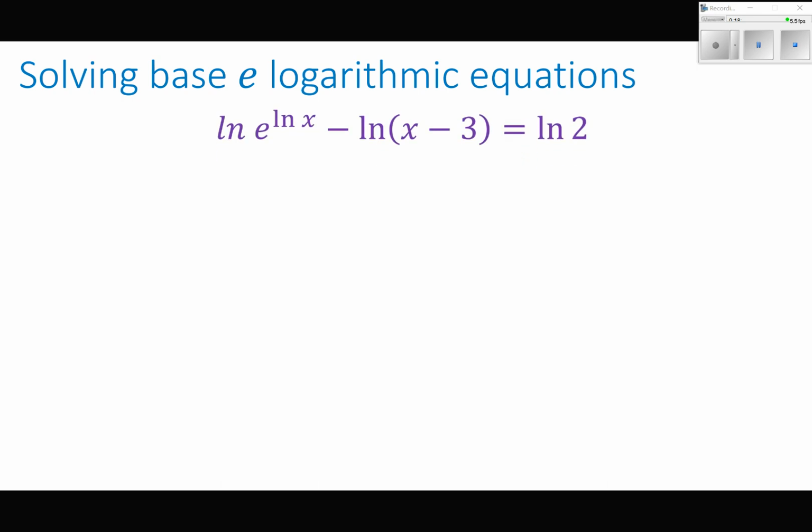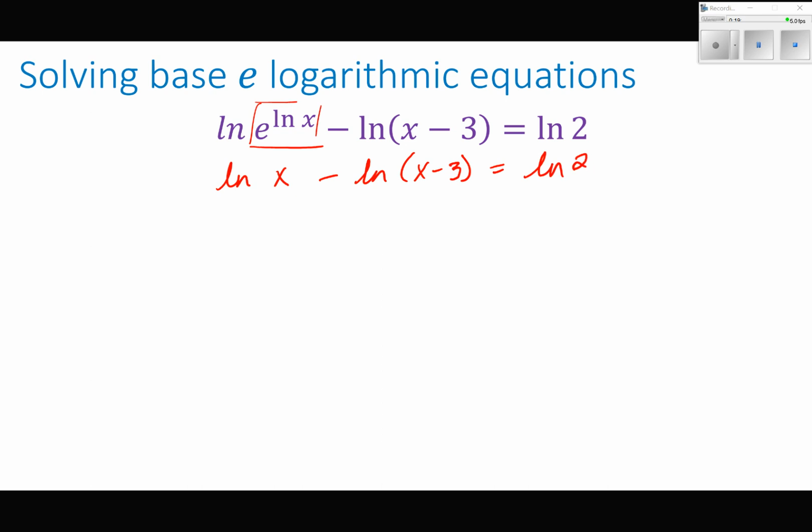All right, last one. Natural log of e to the natural log of x, minus natural log of x minus 3, equals natural log of 2. Well, on the left here, we already know this e to the natural log of x simply equals x. So I still have natural log, but e raised to the natural log of x simply just equals x. Minus my natural log of x minus 3 equals natural log of 2.